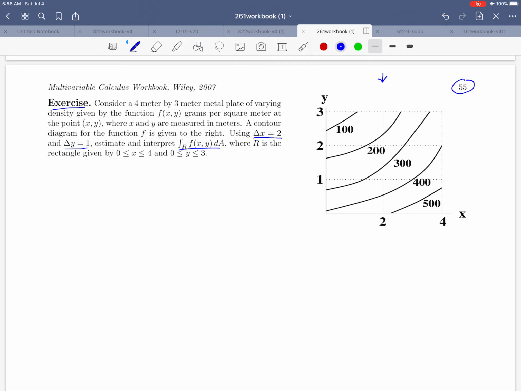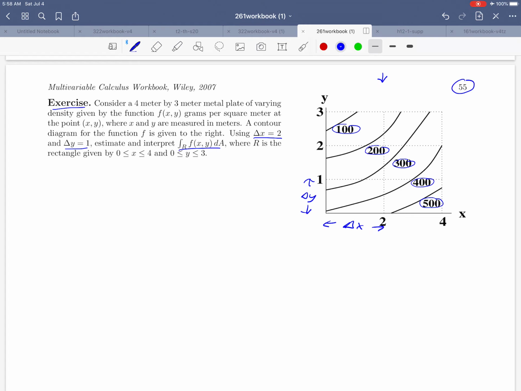Okay, so before we dive into the problem, let's just take stock of what we have here. First of all, notice that the density of the plate at various points is being given by these numbers. That's the meaning of a contour plot. And they're asking us to chop this essentially into 6 little subrectangles. Delta x and delta y, if we draw them into our picture, would be here. Delta x is 2, and here, delta y is 1.